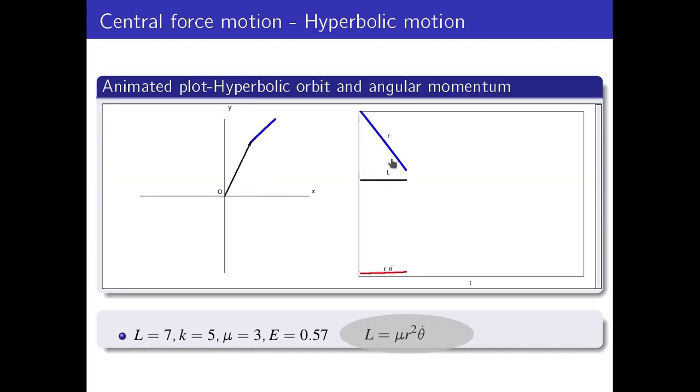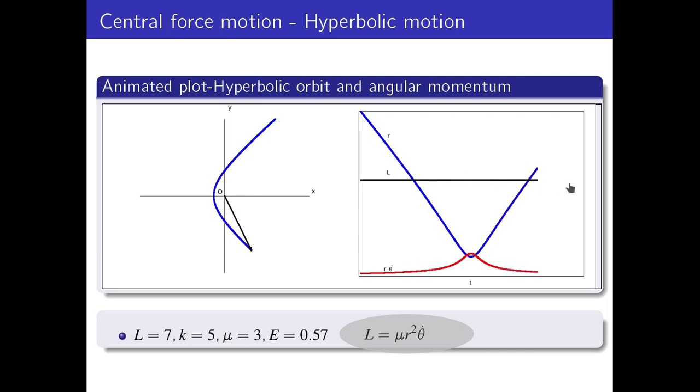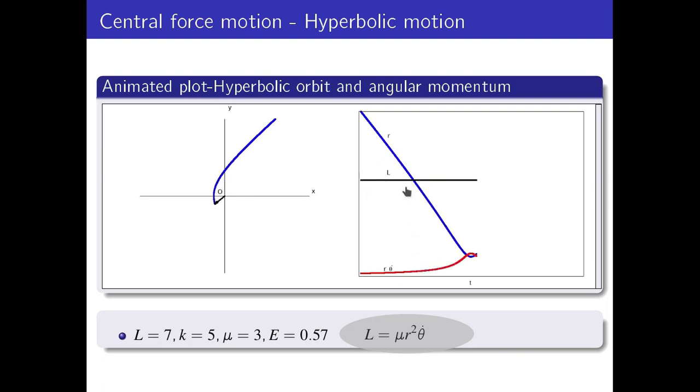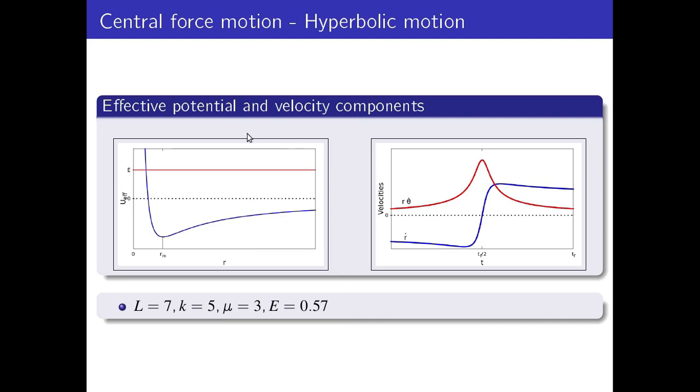Now we see L, r theta dot together with the motion. Again, L does not change, as expected. The change in tangential velocity again obeys the conservation of angular momentum. These graphs show the effective potential and the components of the velocity in polar coordinates. Again, the form of r dot is similar to the form of the difference between the energy and the effective potential.